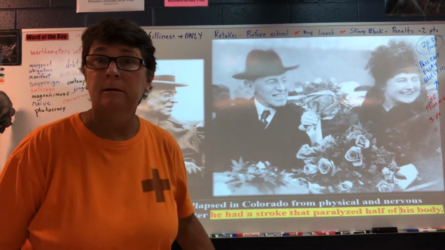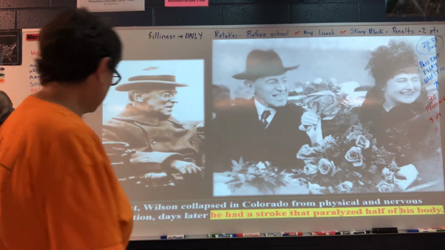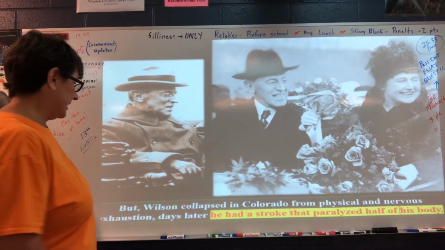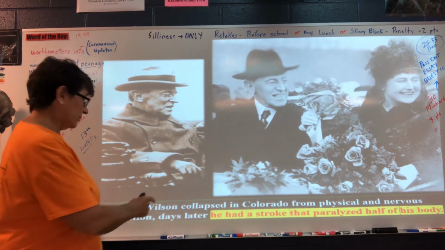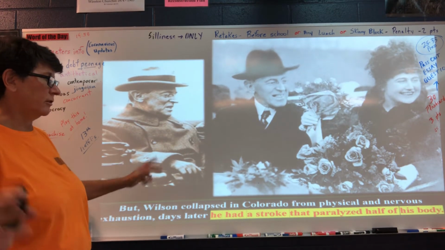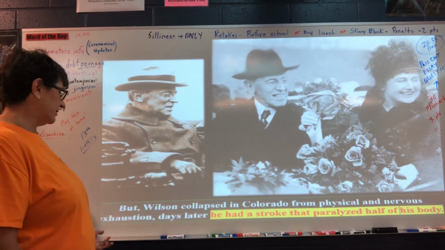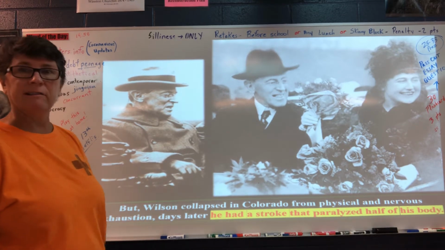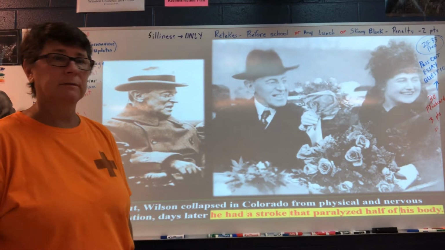All right, 17.3. I don't know if you saw this or not, so I'll say it again. It's important. Wilson collapsed in Colorado on this big train tour from physical nervous exhaustion, and days later he had a stroke that paralyzed half of his body. That was it.